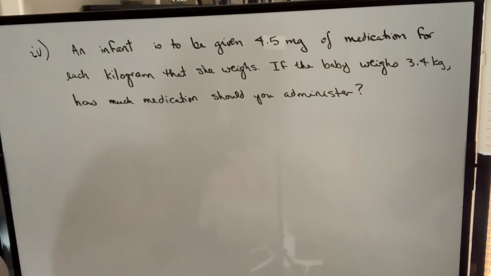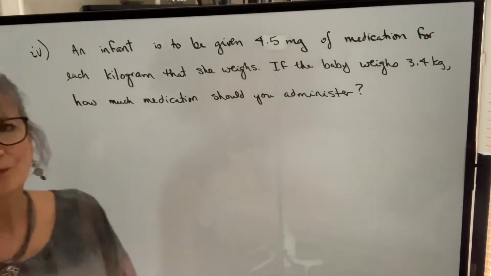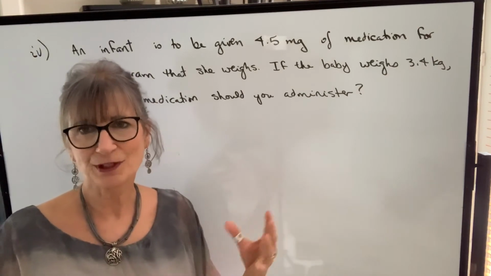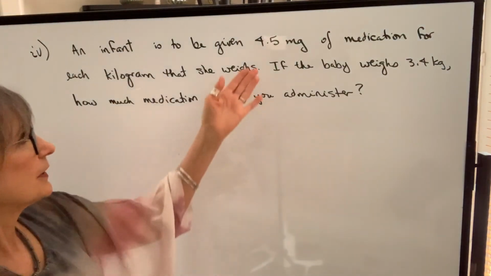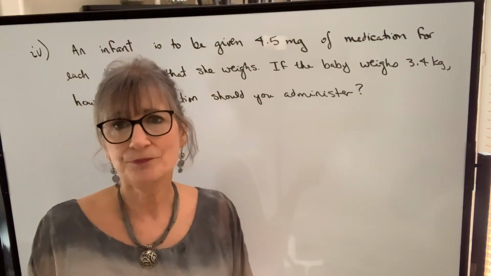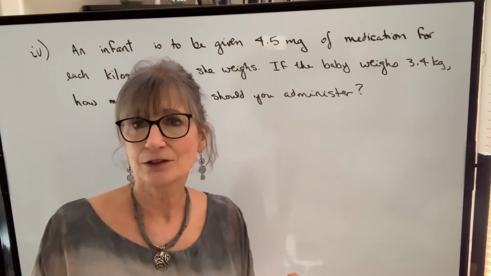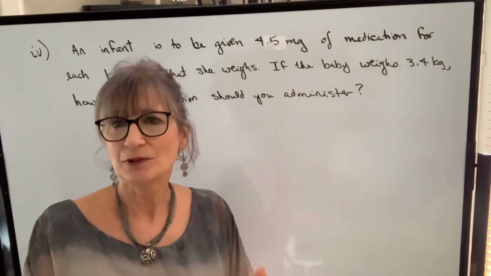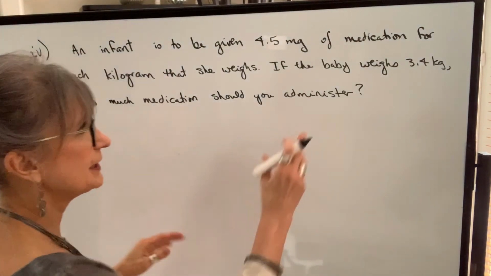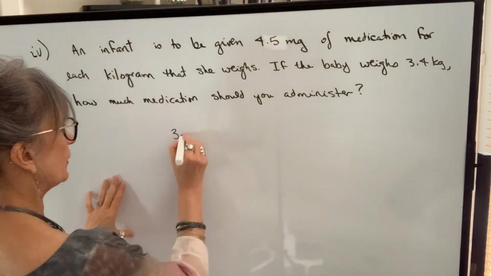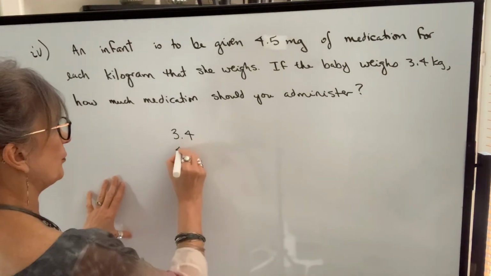In our last example, it says an infant is to be given 4.5 milligrams of medication for each kilogram that she weighs. If the baby weighs 3.4 kilograms, how much medication should you administer? Hopefully you can see that we're going to need to do multiplication in order to solve this. Again, think of if it was in whole numbers. If the baby needed 10 milligrams for each kilogram and the baby had a mass of 4 kilograms, you would be able to see 10 times 4 would be 40. Same idea, it's just decimal numbers. So we're going to take the baby's weight, which is 3.4 kilograms, and we're going to multiply by 4.5.